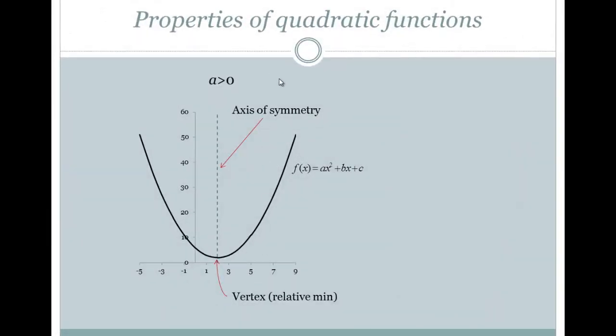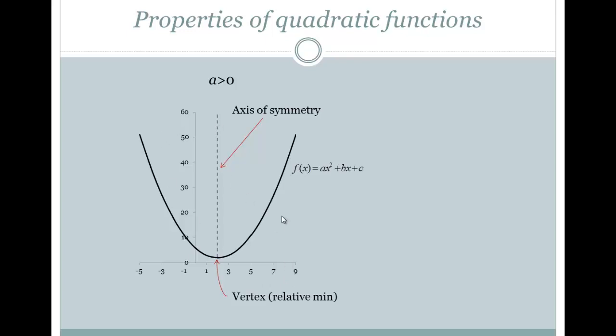Let's talk about some of the properties. We talk about axis of symmetry. Basically, if I put a mirror right here, this graph reflects over this axis of symmetry. And we have a vertex. Okay, the vertex here is a relative minimum value, and you could find that using your calculator. And we'll actually use this in word problems to find minimum costs, for example.